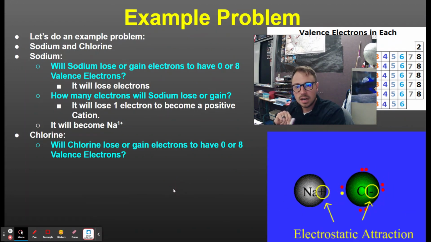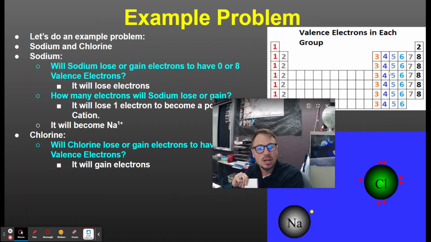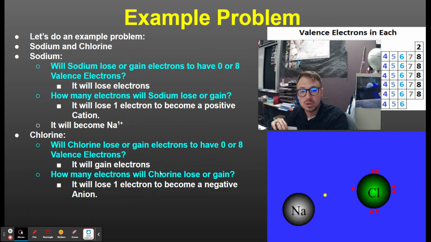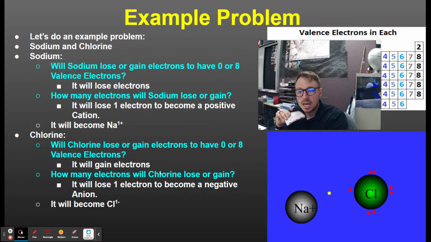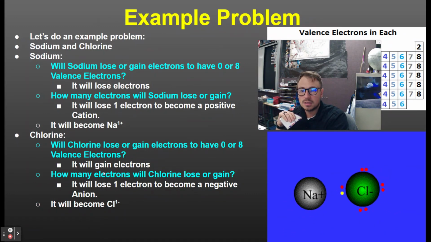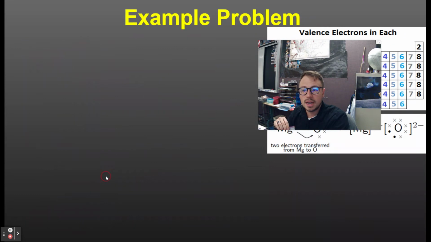Now, chlorine is going to gain electrons. If you look at chlorine, it is in group 17, meaning it has 7 valence electrons, so it's going to gain 1 valence electron to get up to 8, and that means it's going to become a negative anion. It's going to become chloride with a 1 negative charge. The positive cation and negative anion will form an ionic bond.